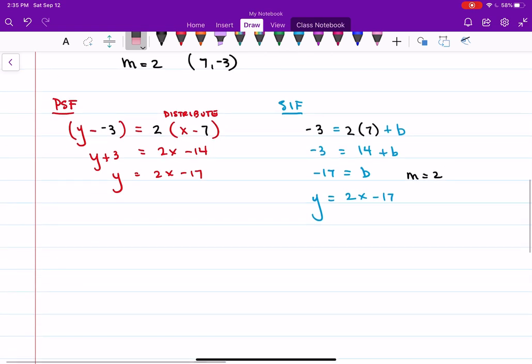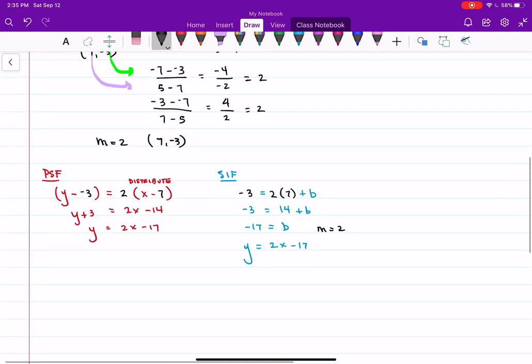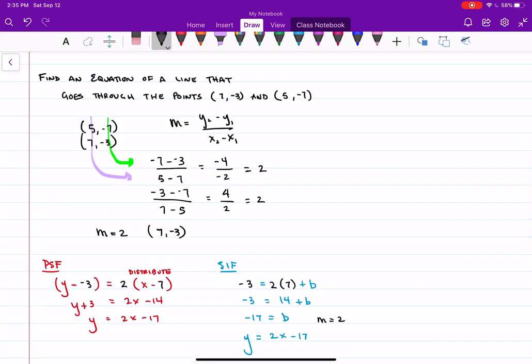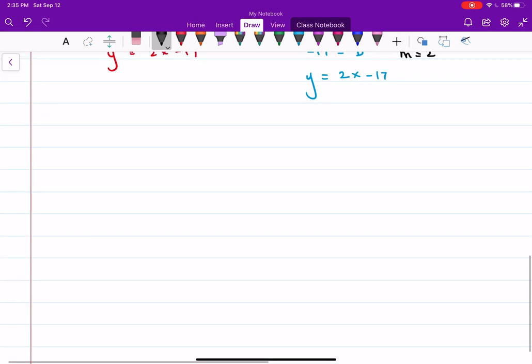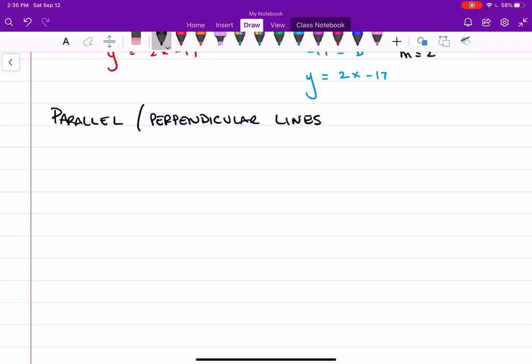So what's the next thing they're going to bring up? You're going to see more of this. I wanted to use the PSF and the SIF to show you how to write the equation of a line. But the question that they're going to ask you more of is going to be something more like this. They're going to talk more about parallel and perpendicular. Okay, so parallel and perpendicular.